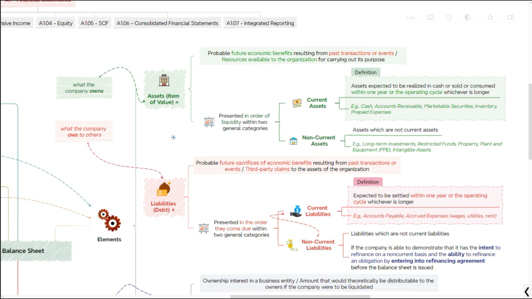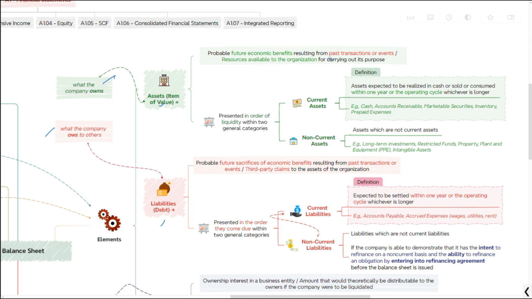Now let us discuss the difference between assets and liabilities. An asset is what the company owns. Liabilities are what the company owes to others. The first difference: an asset is an item of value, and a liability is a debt. An asset is a probable future economic benefit. A liability is a future sacrifice of economic benefits.